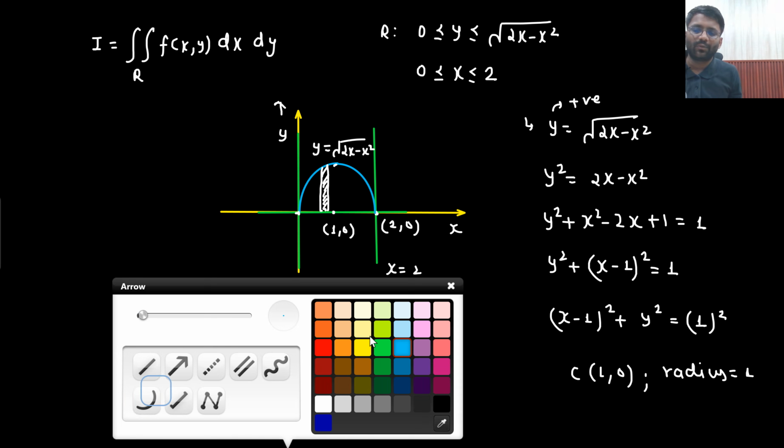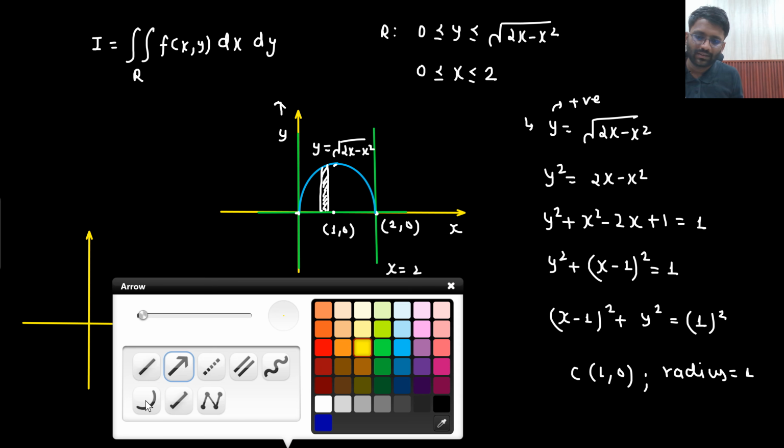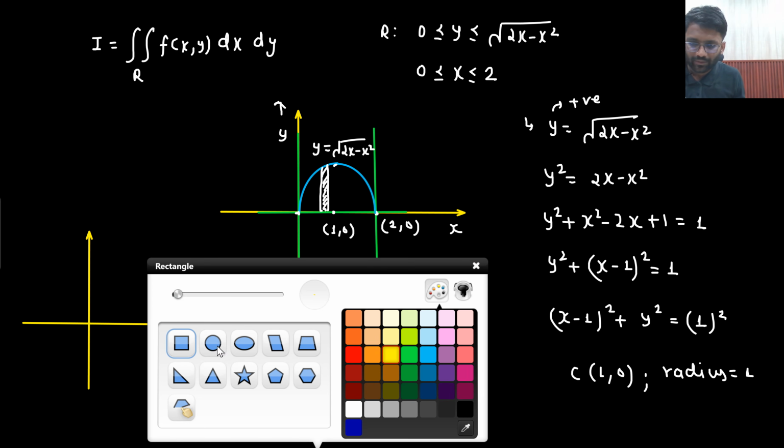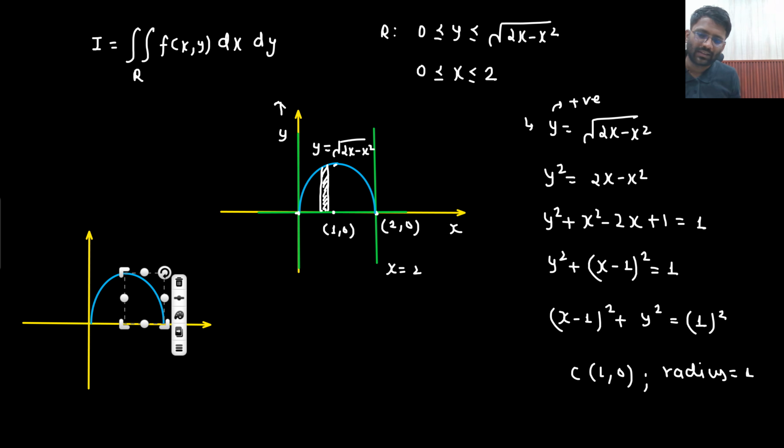So did you understand what the region is? The region is this much. That's it. This is the region. What is the region? The region R is, can we make the half circle? No, only a full circle we can make. There is no way of making the half circle, so I will have to make it in this manner only. This is the half circle.